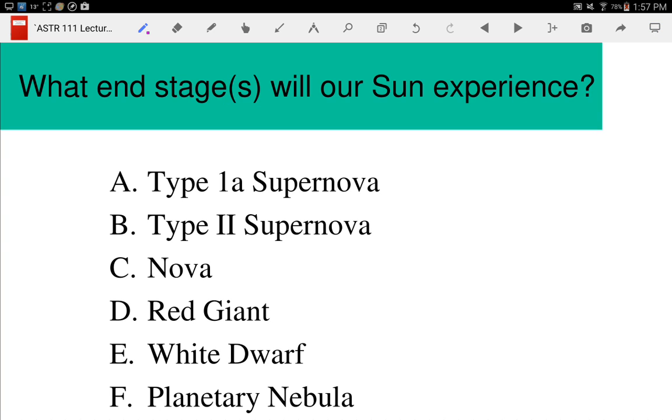Okay, clicker question numero uno. What end stages will our sun experience? Enter all the correct answers and then press enter. Enter all of the ones that are correct. There's more than one that's correct.